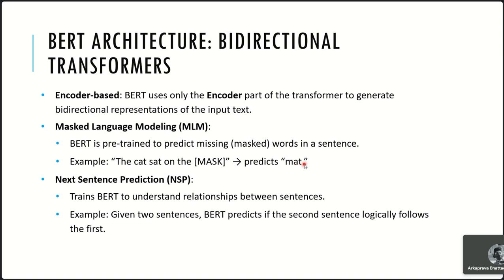Now, how do we know that the correct word is mapped? We know it because we already have a pre-trained model with us. Now the same goes with next sentence prediction. In case of next sentence prediction, BERT tries to find out the relationship between consecutive sentences. That is, given two sentences, BERT predicts if the second sentence logically follows the first one or not.